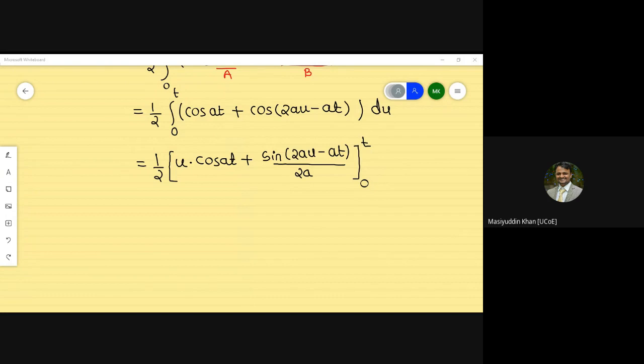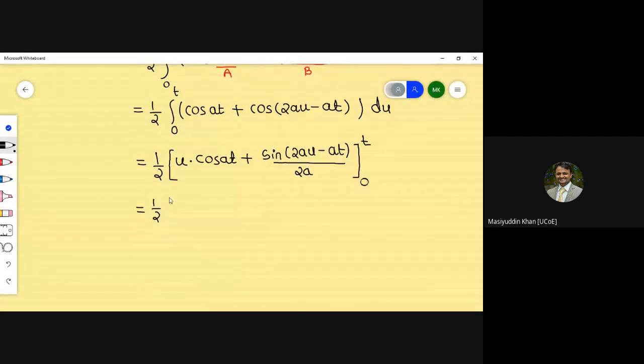Integration of this function, okay, so substituting upper limit minus lower limit, so 1 by 2. At the upper limit, at the place of u you substitute t, so t into cos of 80 plus, substituting t, 2a into t means 2at minus 80, so you will get sine of 2at minus 80 divided by 2a. This is the upper limit.